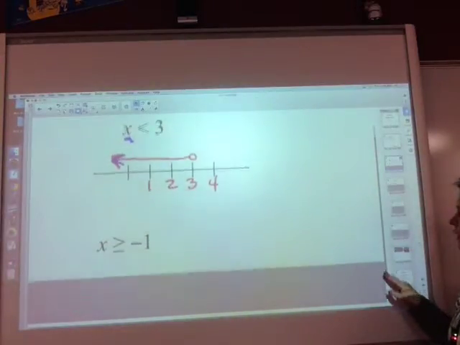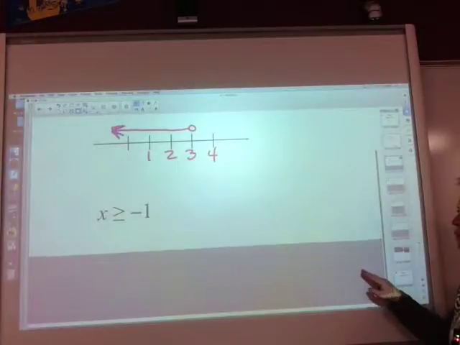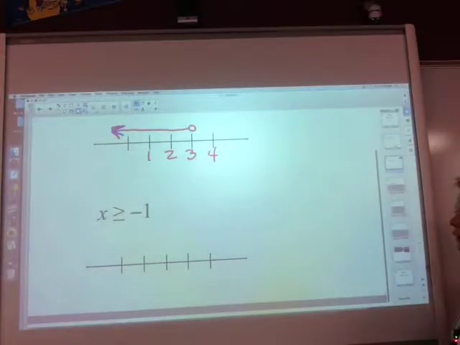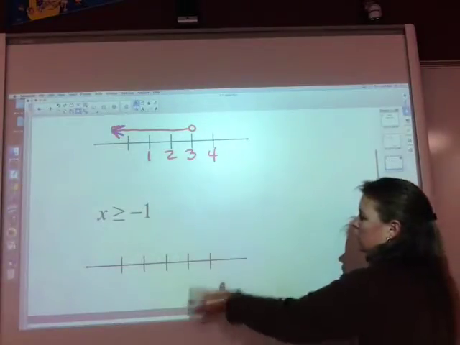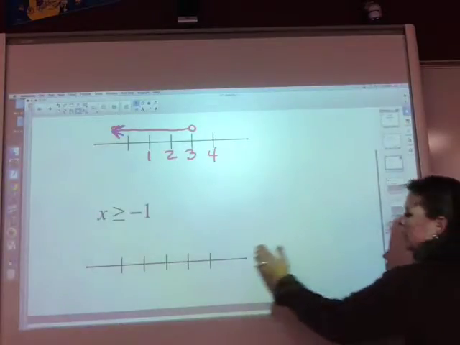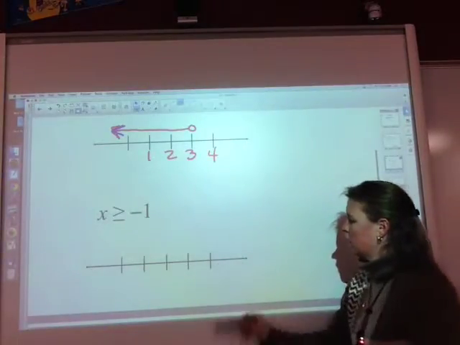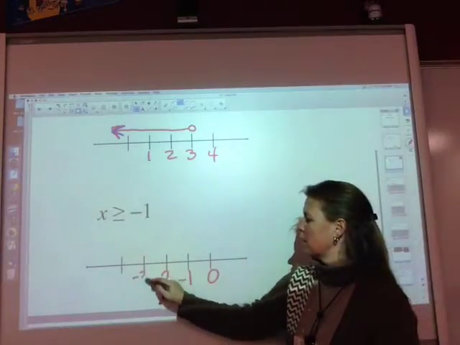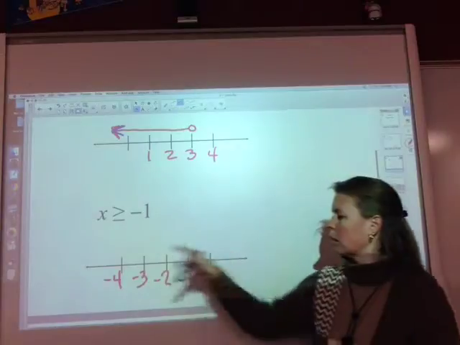Let's try another one. x is greater than or equal to negative 1. Be careful on your number line. You have to make a number line that goes in the correct order. Think of it like a thermometer that got turned sideways. If this is 0, this is warmer, warmer, warmer, this is colder, colder, colder, you would go with negative 1, negative 2, negative 3. These numbers are getting smaller going that way.